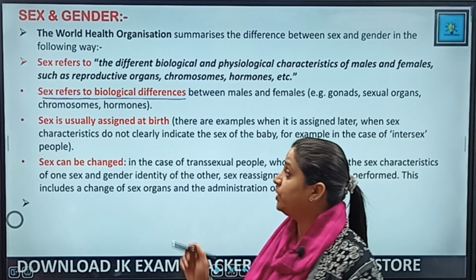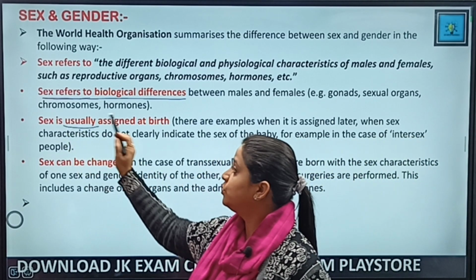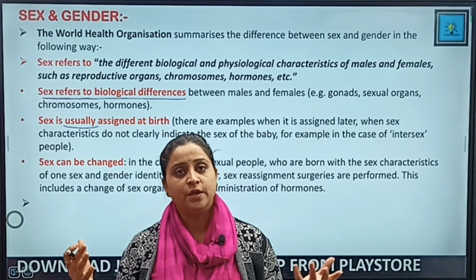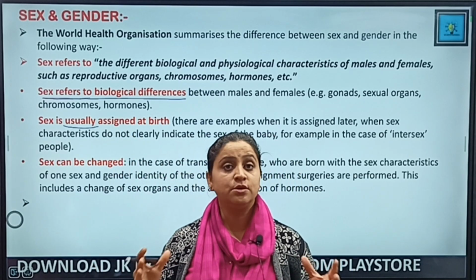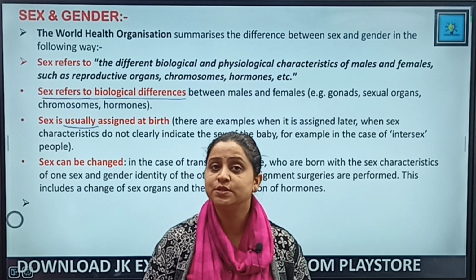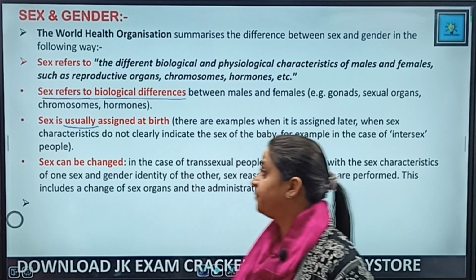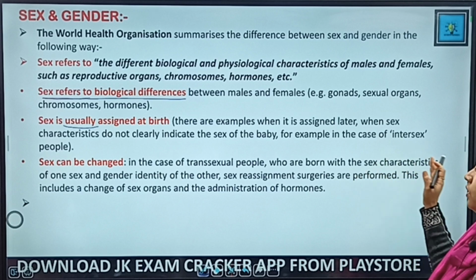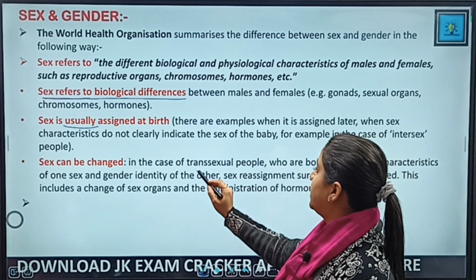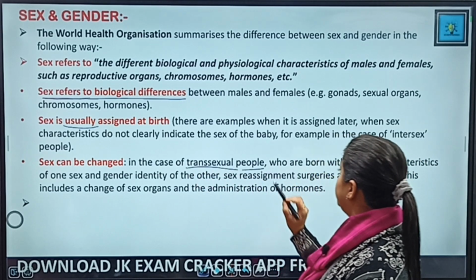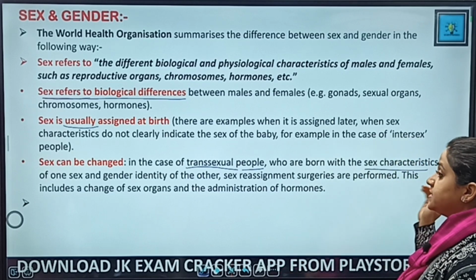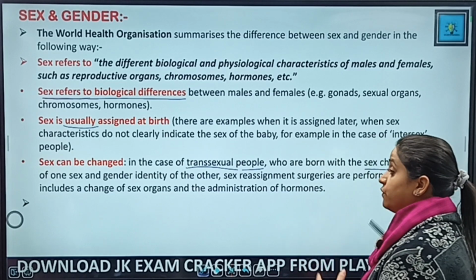Now, why are we using this term usually? Usually because some babies are born where the sex is not very clear, for example, in the case of the intersex. Sex can be changed in the case of transsexual people who are born with the sex characteristics of one sex and gender identity of the other.